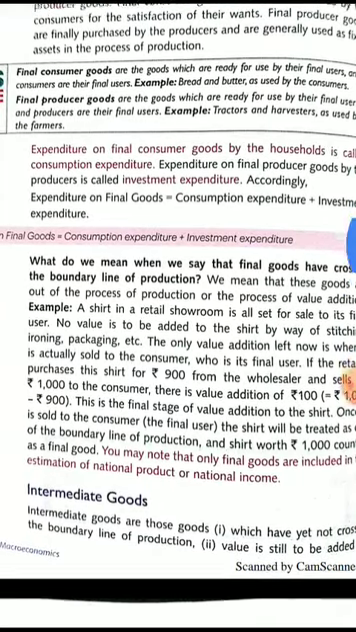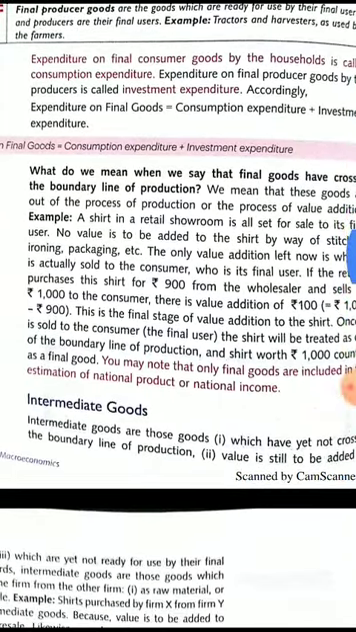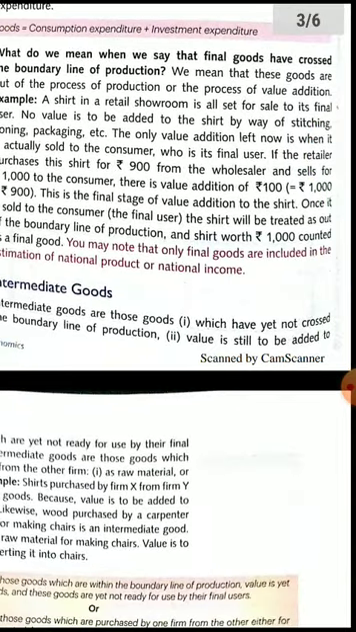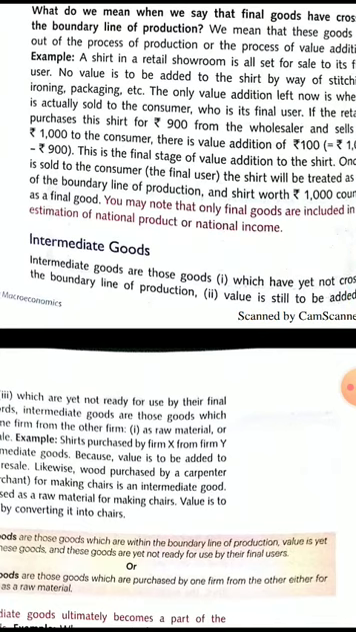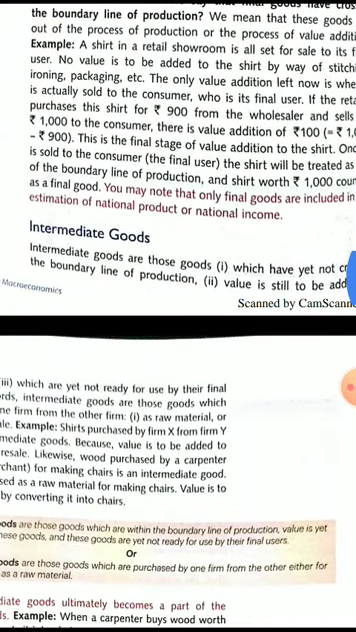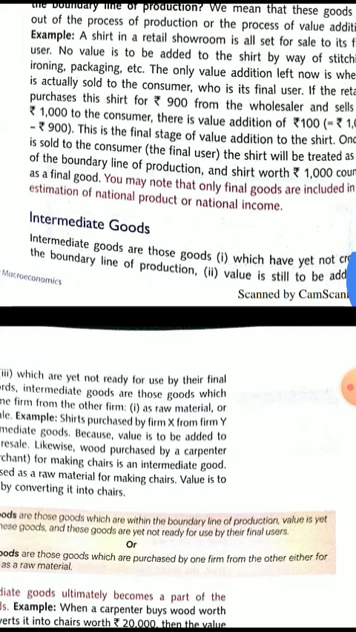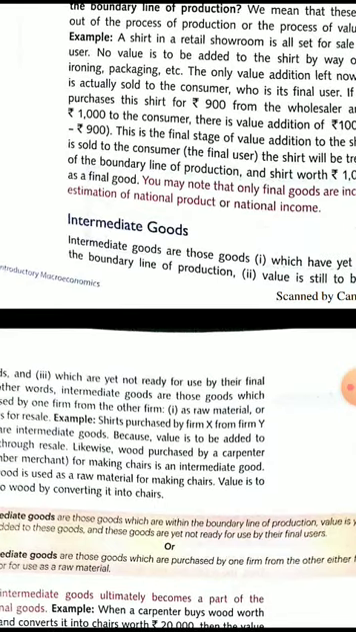Secondly, we will discuss another type of good, that is intermediate goods. Okay, so let's get started. Intermediate goods, students, these are those goods which have not crossed the boundary line of production. What does it mean? These are those types of goods which will further be used in the production process, and after that production activity they will be sold in the market.